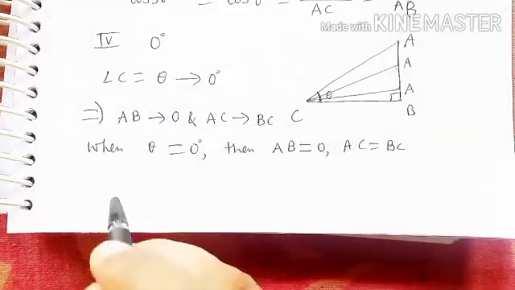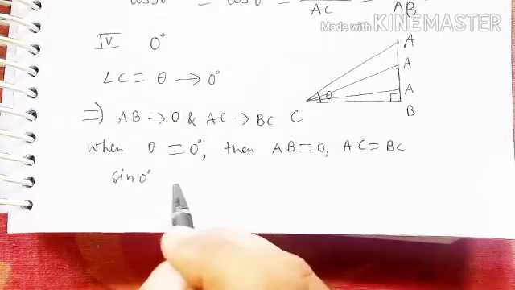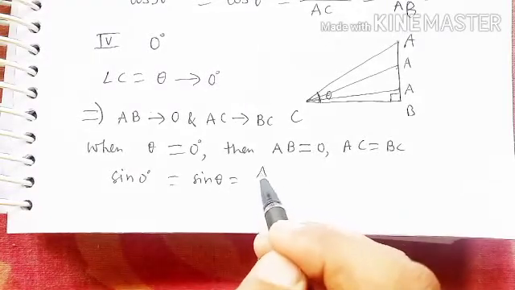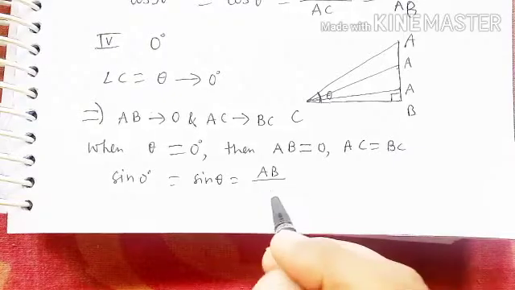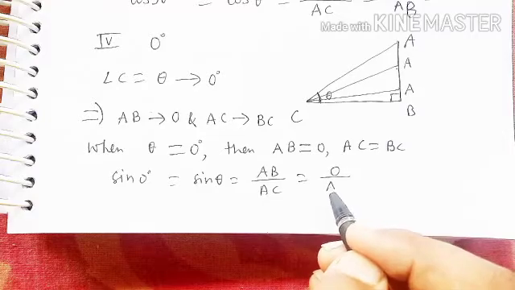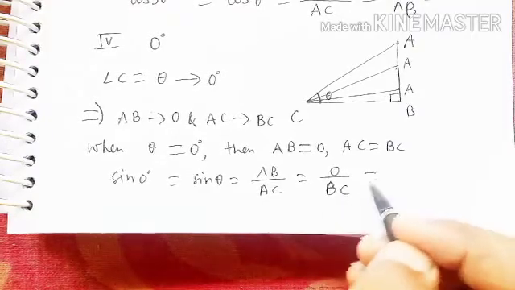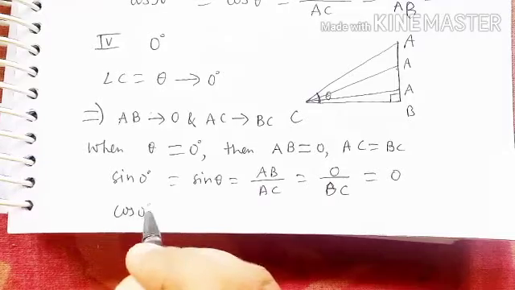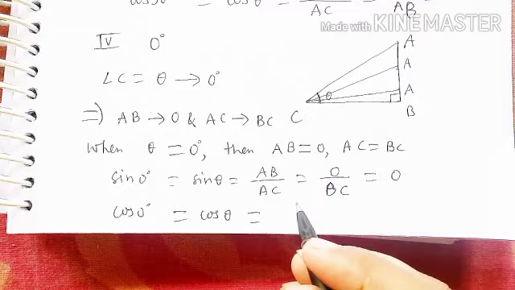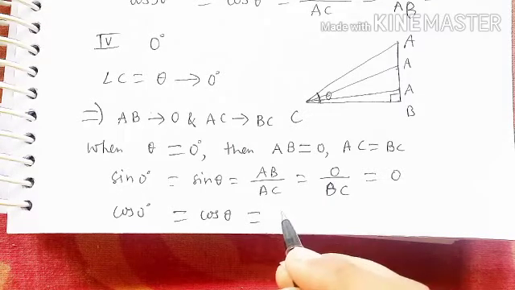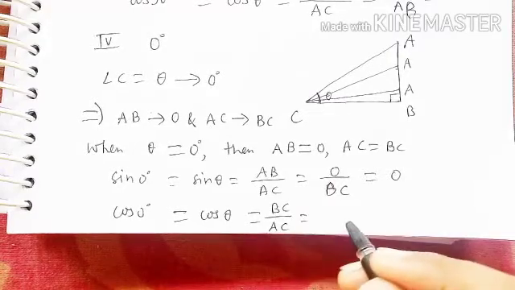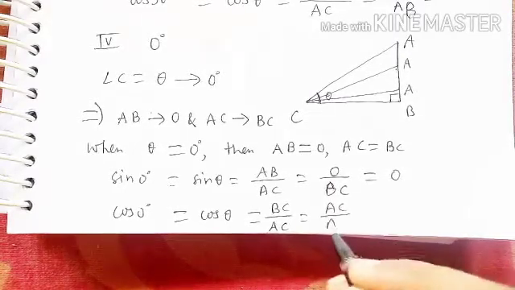With this information we can find sin 0 degree. Sin theta is perpendicular by hypotenuse. Here perpendicular becomes 0, hypotenuse becomes base, so 0. Cos 0 degree is cos theta, so base by hypotenuse. Here for theta it is BC by AC. BC and AC are equal, this is 1.